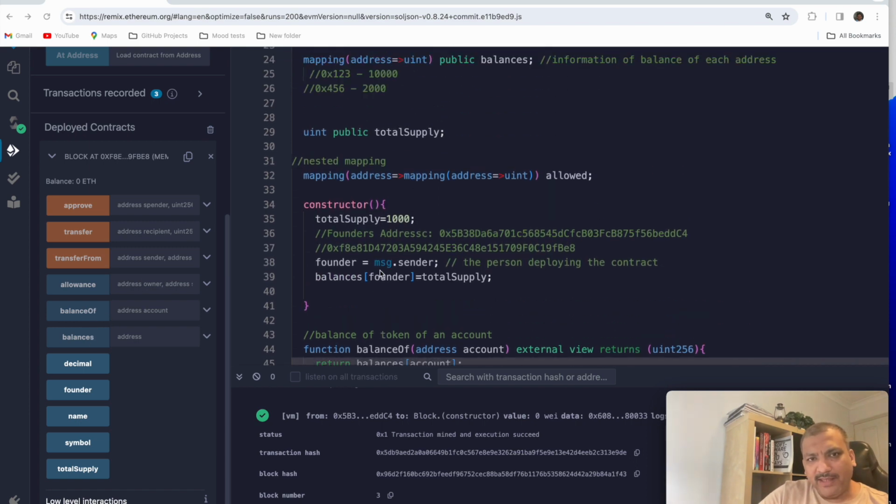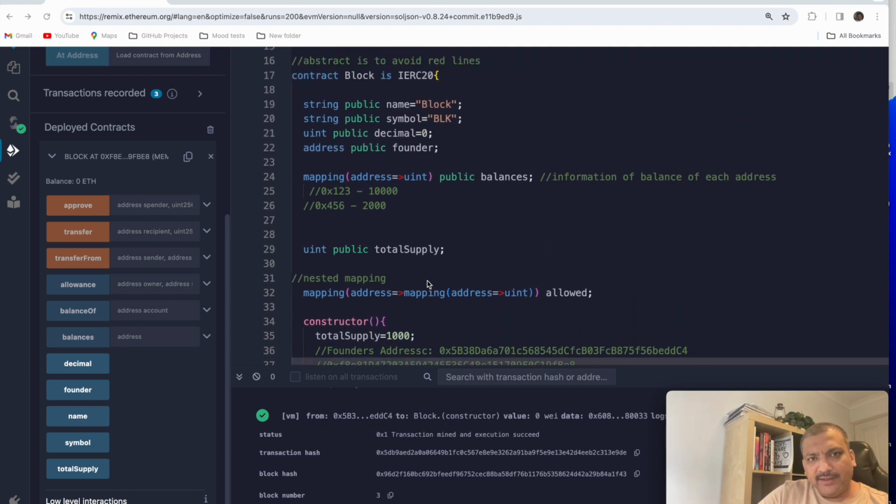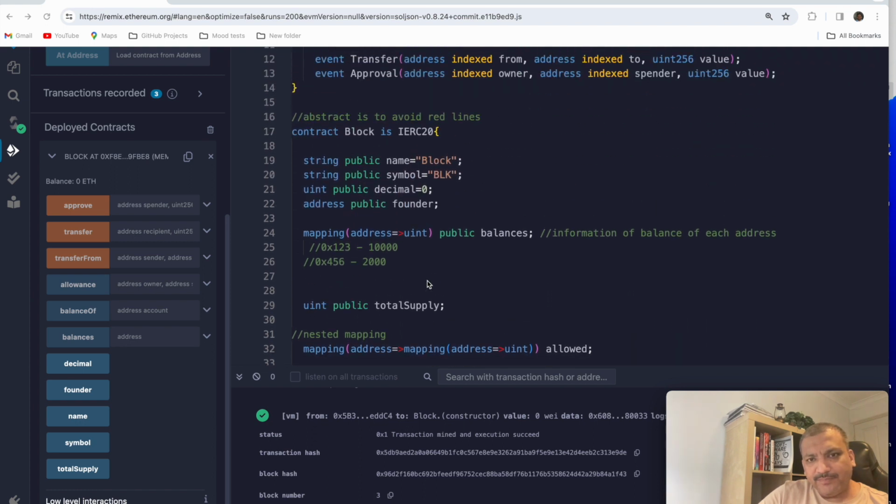And if you look at balances, where is balances? If I scroll up, balances is essentially a mapping. You give it an address, and it again returns the balance inside that address. So you might question, why do we have these two, right? Two answers I would give you at this stage.